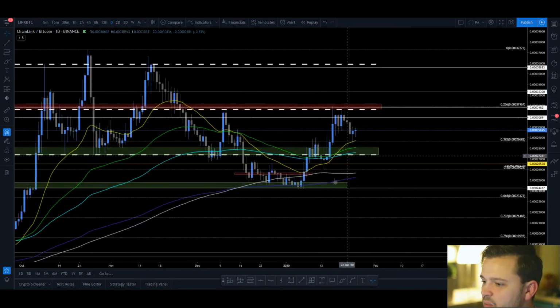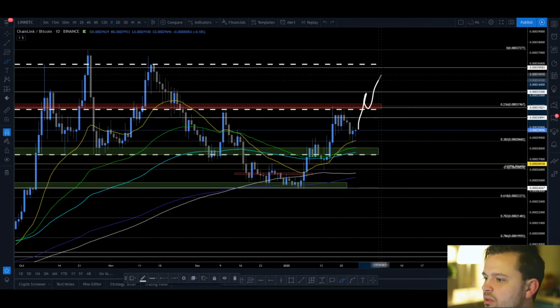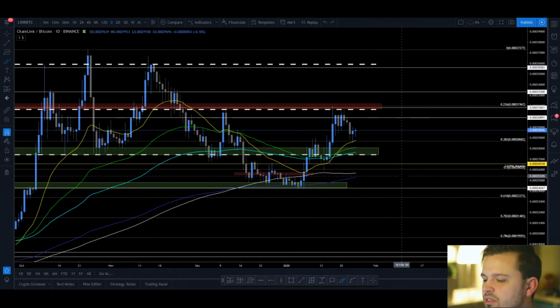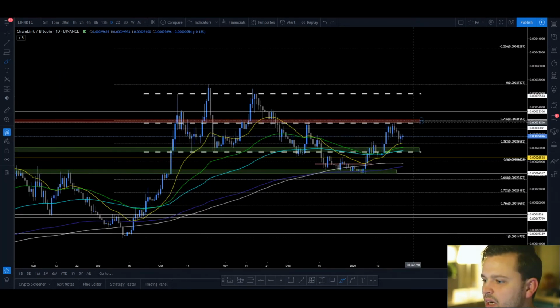I will want to see either a move like this, a bounce off the yellow 21 EMA on the weekly, reclaim this area for a move higher up to the EQ, or reclaim EQ for a move up to range high. So that's my plan for LINKBTC. I've got alarms for this area to break to the upside, and alarms for when price comes down and tests this area once again.